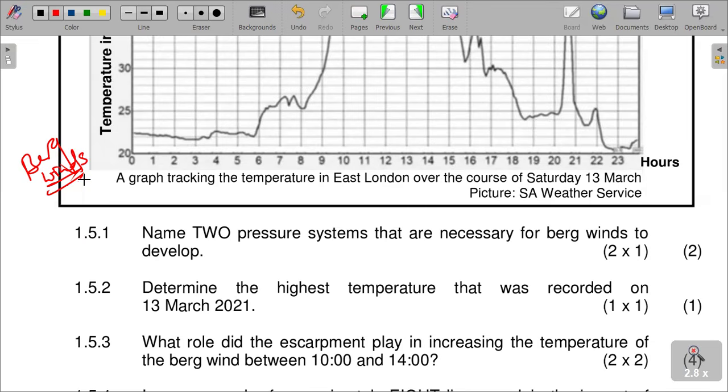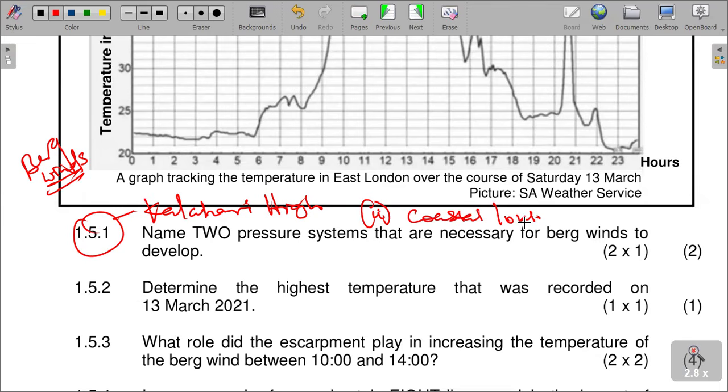One, it is the Kalahari high pressure, which must be there. Two, we can also talk about the coastal low. We are saying the two pressure systems that are necessary for the berg wind to form are the Kalahari high pressure and the coastal low. They basically support the formation of what?